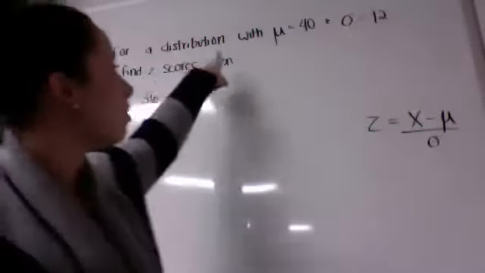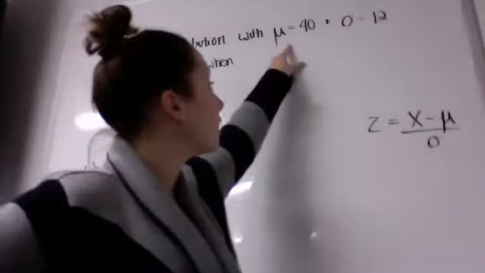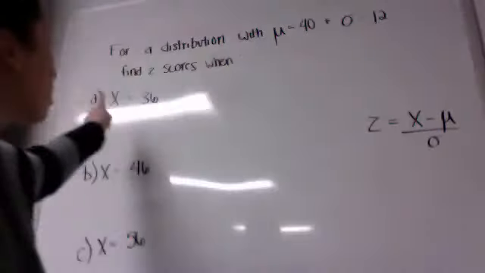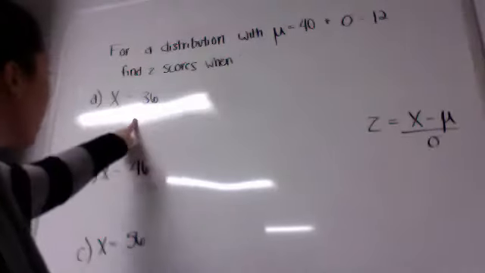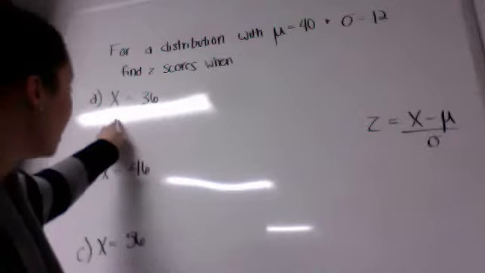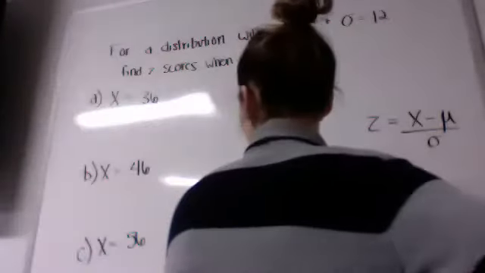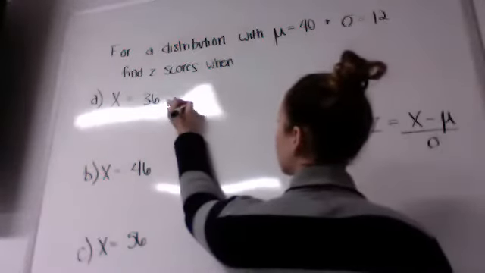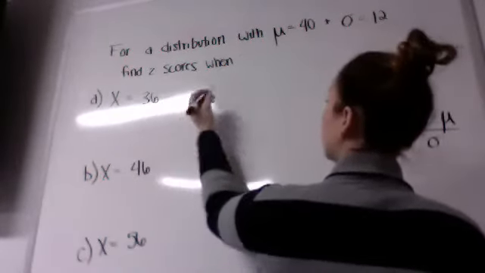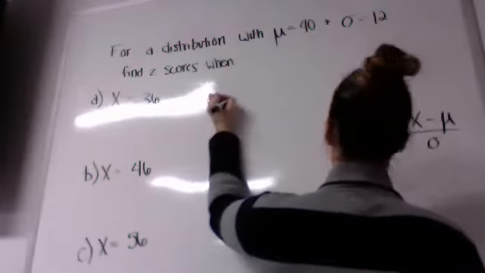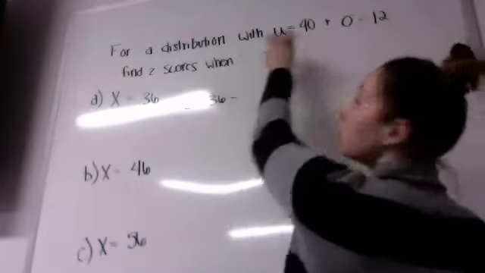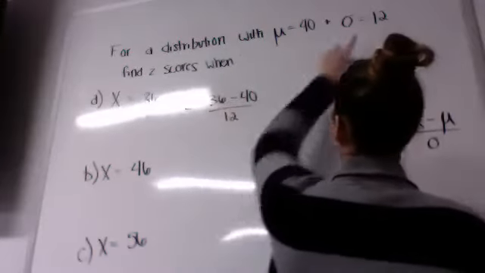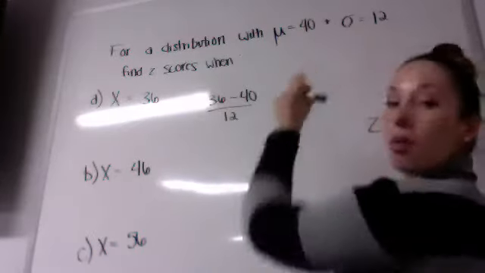So for a distribution with a mu or a population mean of 40 and a population standard deviation of 12, we're asked to find the following z-scores. So when we have an x or a raw score of 36, we set up the problem like this. Z equals 36 because that's my x, minus 40 because that's my mu, over 12 because that's my population standard deviation or my lowercase sigma.